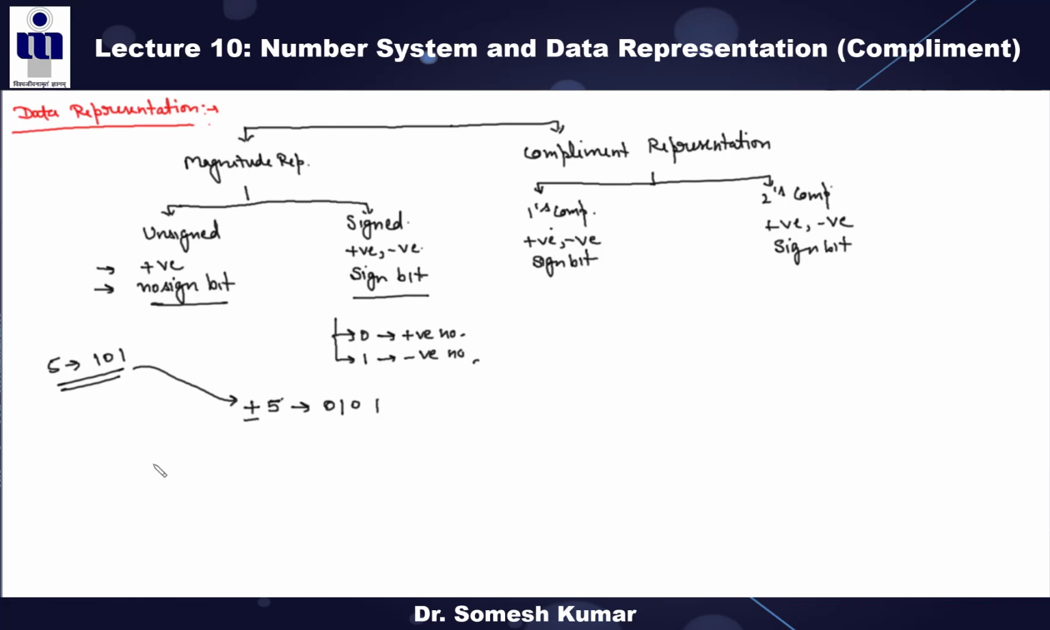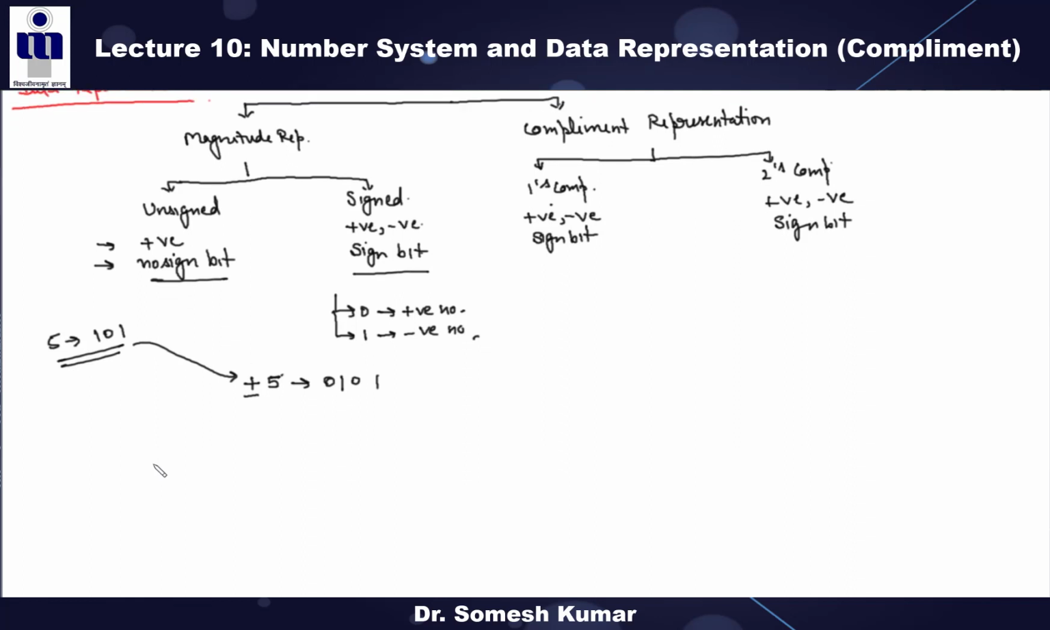So first we will take one example of this unsigned representation. The first thing is, it is only for positive numbers, right? It is only for positive numbers.